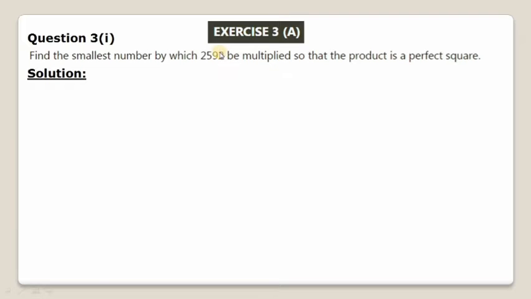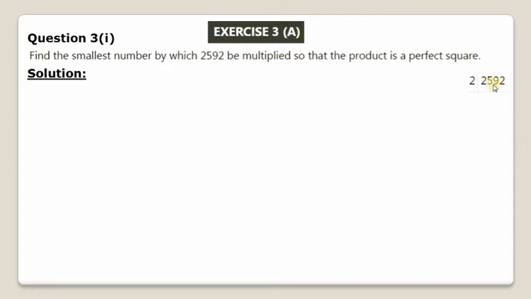So you have to find a number which should be multiplied to this so that your result becomes a perfect square. That means if you find the factors of this, there will be one number whose pair cannot be formed. Okay, that's the meaning of this. That's why you cannot find the square root of this particular number. So let's see whether we can get that odd number out or not.